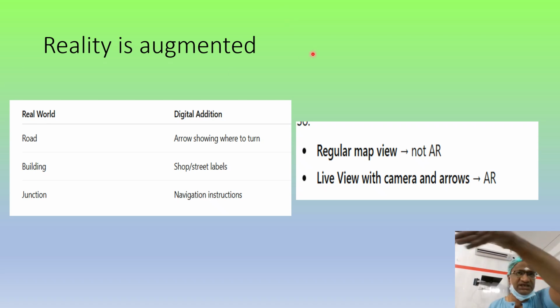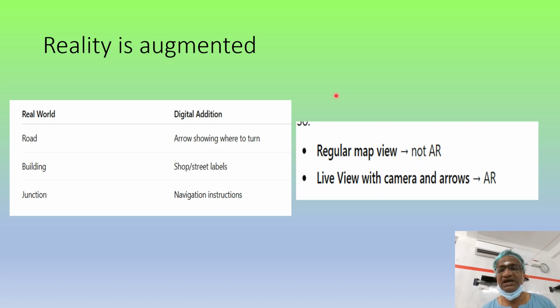Similarly, there is a phone camera, and the road is seen. The arrow is showing where to turn. Buildings are seen, street labels, junction navigation. A regular map is not an AR, but you can see the view with cameras and arrows. All this means it is augmented reality.